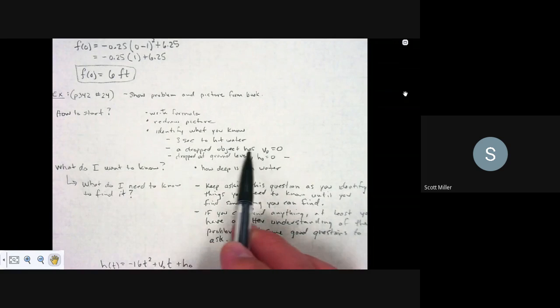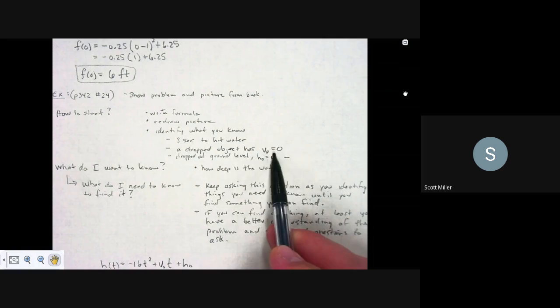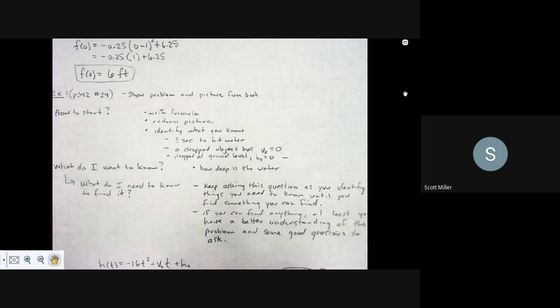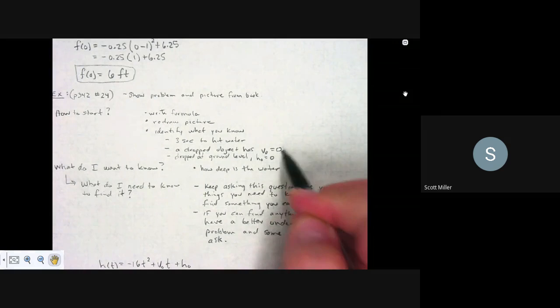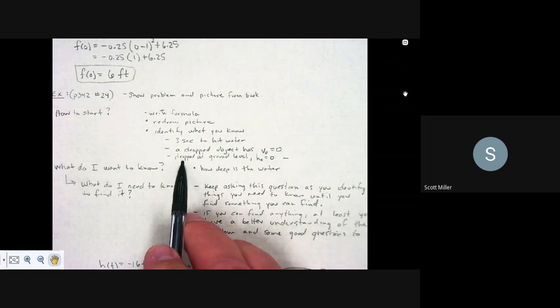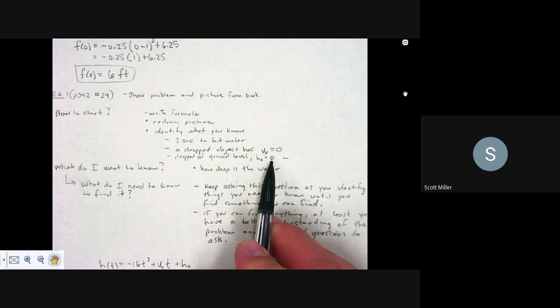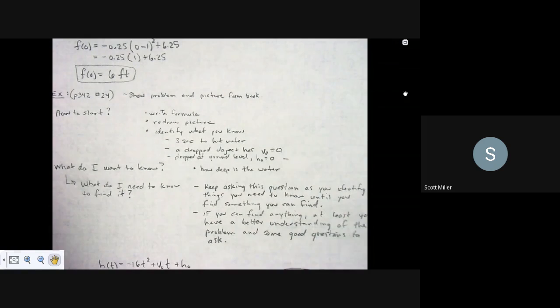A dropped object has initial velocity of 0. Remember it said we are dropping a rock, so that means the initial velocity will be 0. And like I said before, we're going to drop at ground level, so h of 0 will be 0. That's because the well is a standard 200 feet, and I can just act like it would squish all the way in the ground.